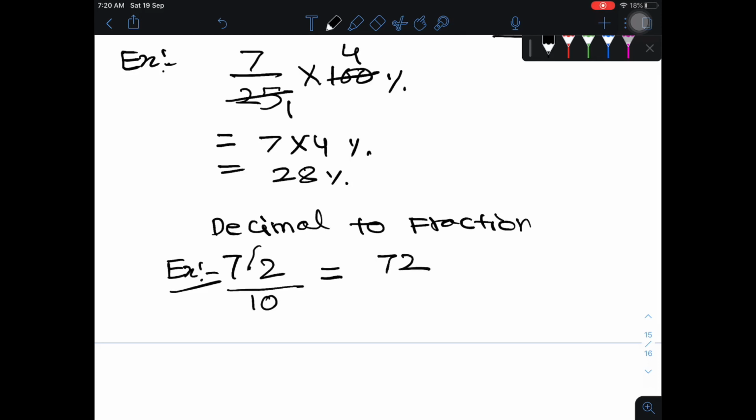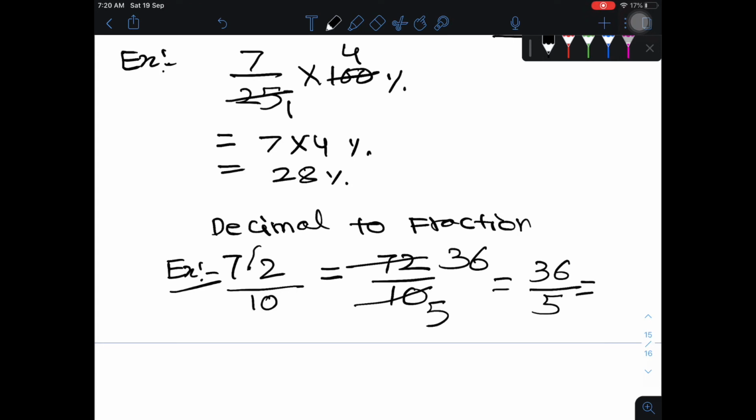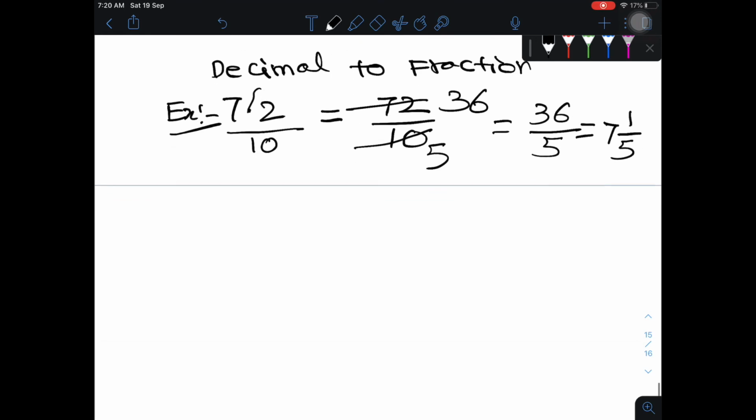Okay, so 72 by 10, and simply now perform the reduction. 2 5s are 10, 2 3s are 6 and 2 6s are 12. So 36 by 5, convert it into a mixed fraction. 5 7s are 35, 1 by 5. Okay, so in this way you can convert a decimal to a fraction.